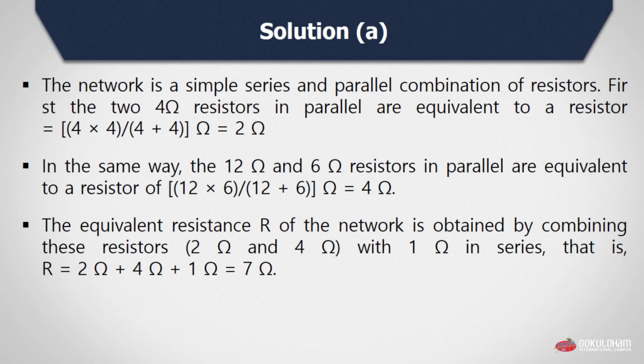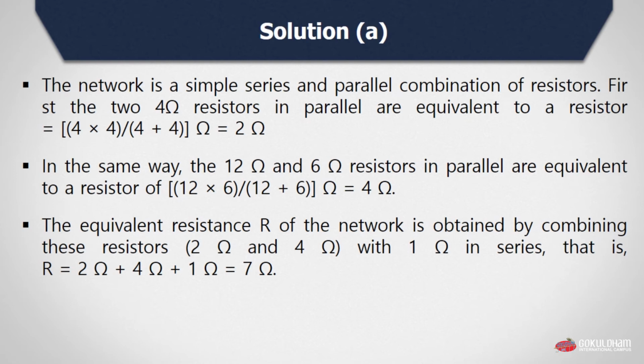resistors. First, the two 4 ohm resistors in parallel are equivalent to a single resistor. First we will calculate the equivalent resistance for the two parallel connections of 4 ohm, which will be equal to 4 into 4 divided by 4 plus 4, which is equal to 16 by 8 ohm, which is equal to 2 ohm.